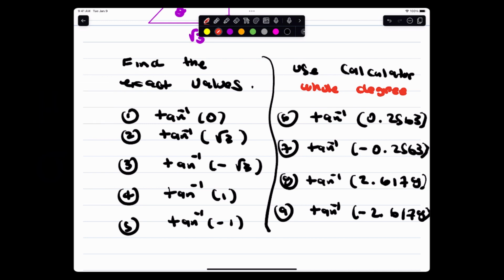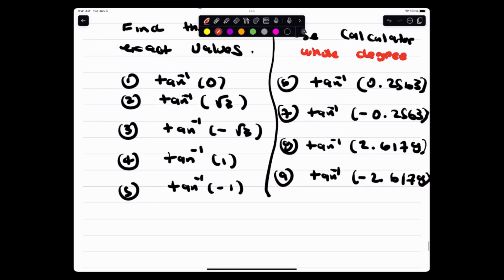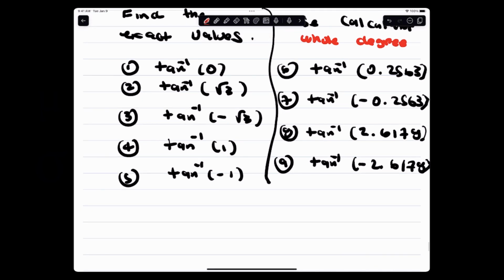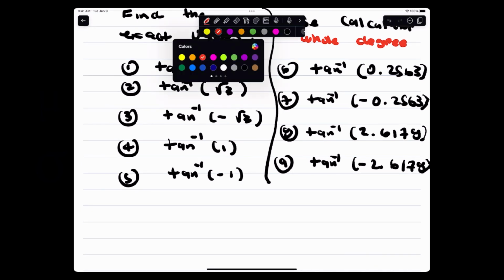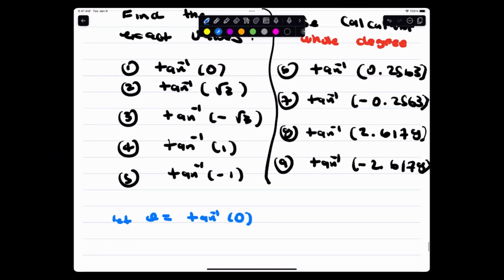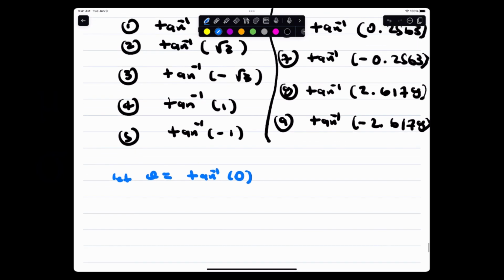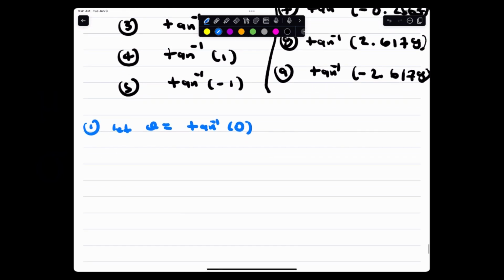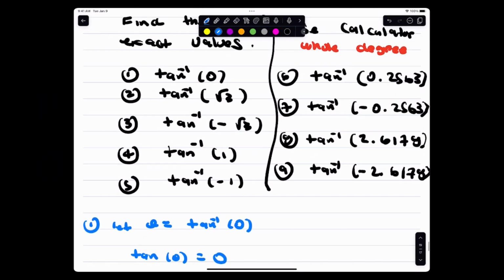Okay, are you guys okay with this? Did you guys get some of these done? Okay, let's try number one. All right, so number one here. Let's see what we can do. We're going to let theta be inverse tangent of 0. Let's see if you guys can see this here, right? So for number one, by definition, that means tangent theta has to equal 0. Is that right? So far, so good? That's the definition.